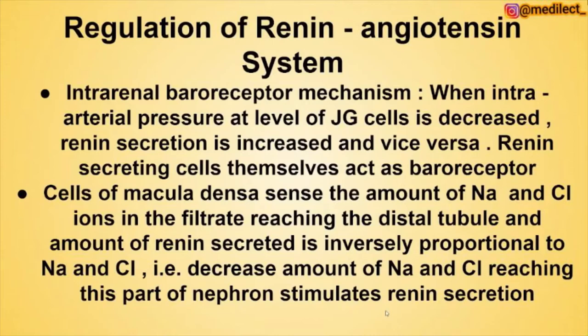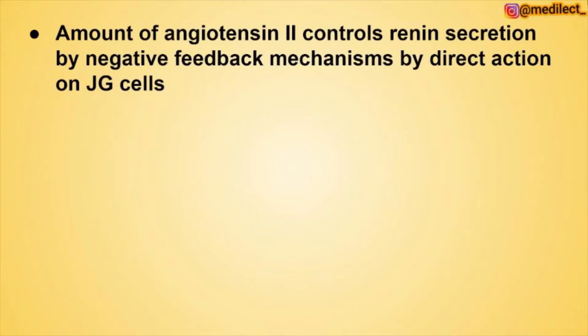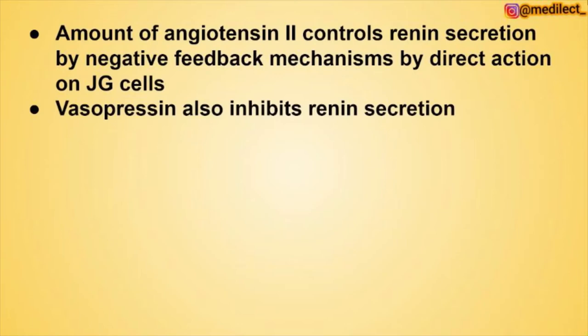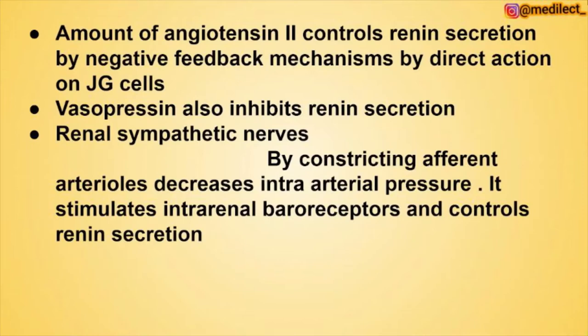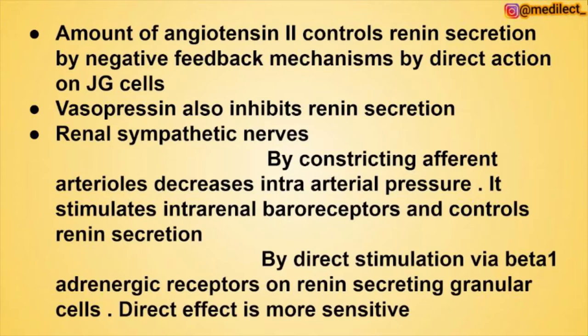The amount of angiotensin 2 controls the renin secretion by the negative feedback mechanism by direct action on the JG cells. Vasopressin also inhibits the renin secretion. So this is how the regulation of the renin-angiotensin system occurs. Not only this, but also the renal sympathetic nerves regulate the renin-angiotensin system. How? They do so by constricting the efferent arterioles and decreasing the intra-arterial pressure, which stimulates the intrarenal baroreceptors and controls renin secretion, and by direct stimulation via the beta-1 adrenergic receptors on the renin secreting granular cells. The direct effect is more sensitive.